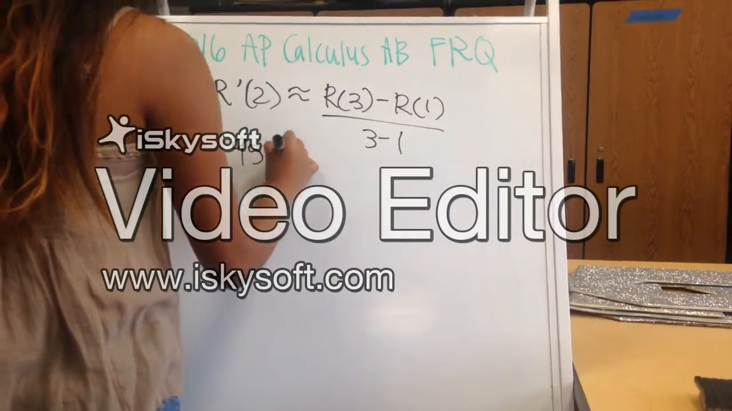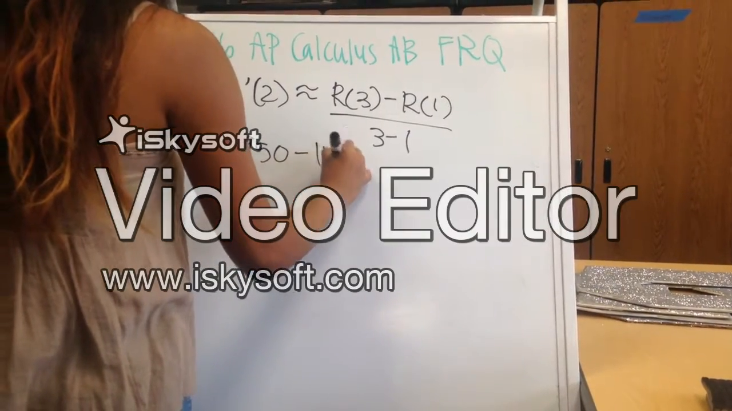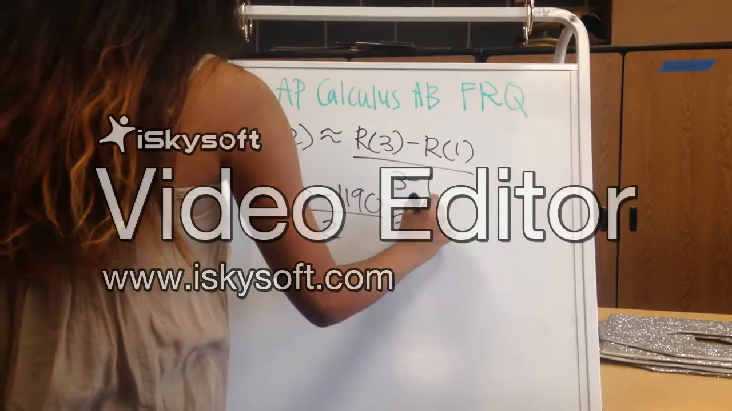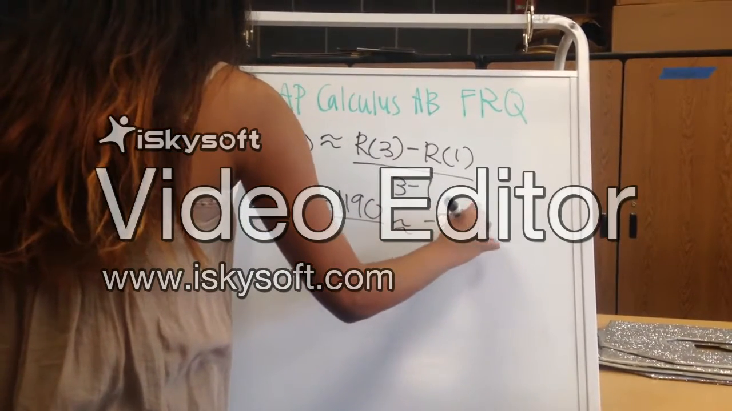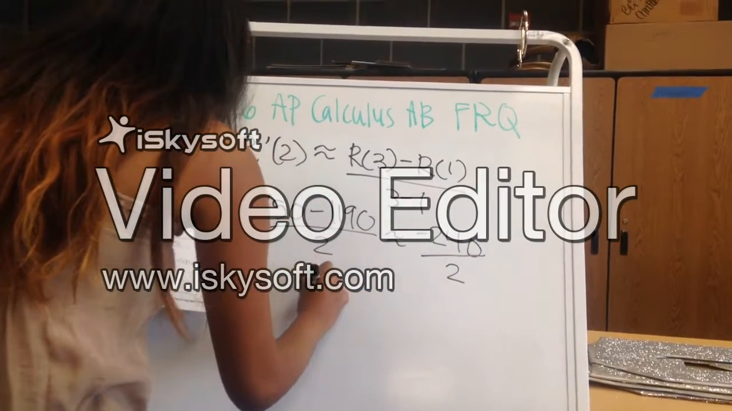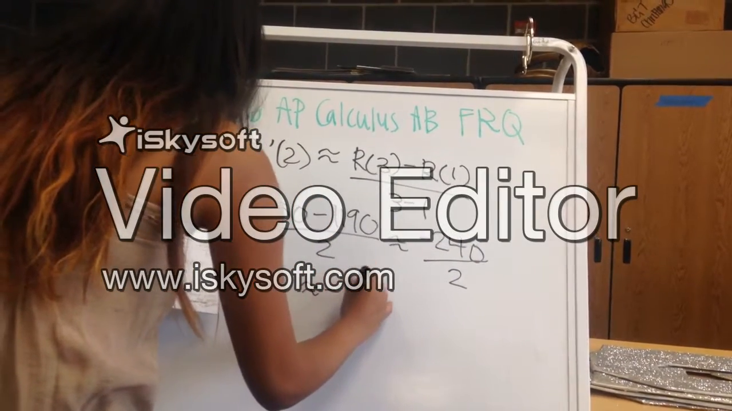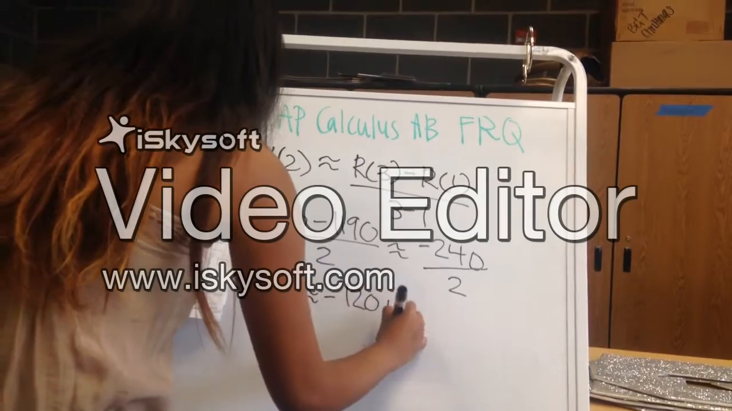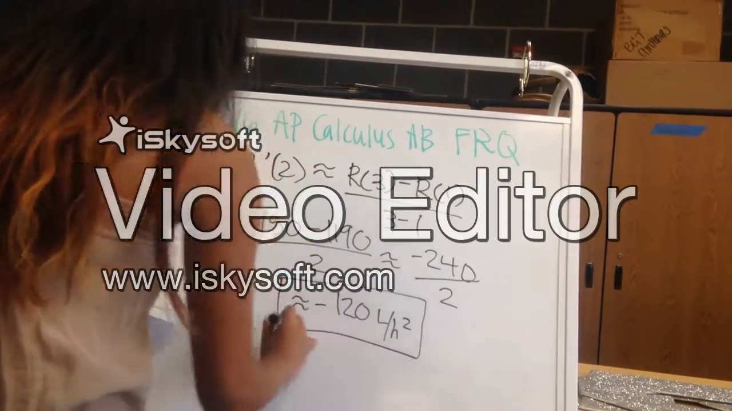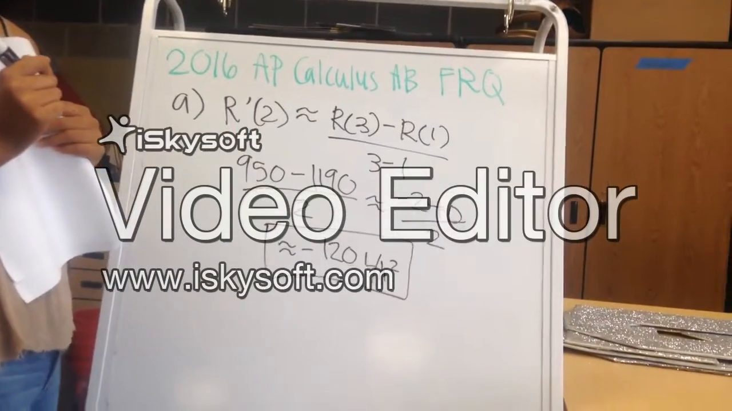Then we will pull those values from the table. R of 3 is 950 and r of 1 is 1190. Subtract the numbers and your answer will be negative 240 divided by 2. If we simplify, we will get negative 120 liters per hour squared, since r of t is liters per hour and we are dividing by t, which is hours.